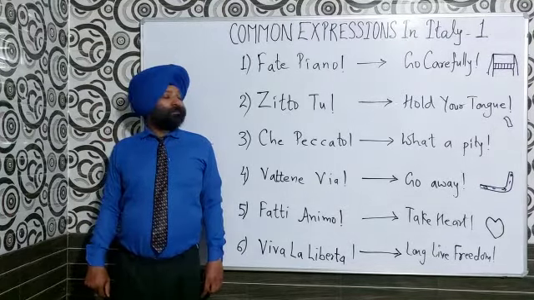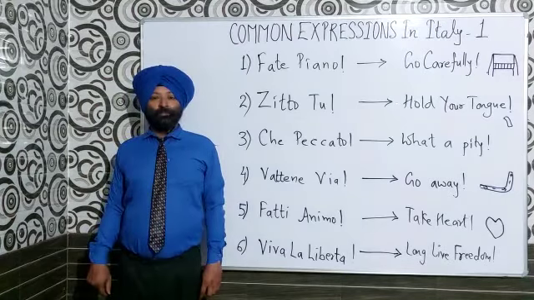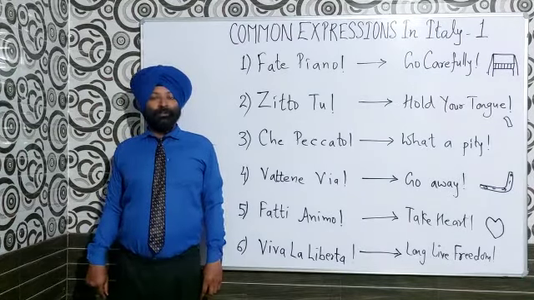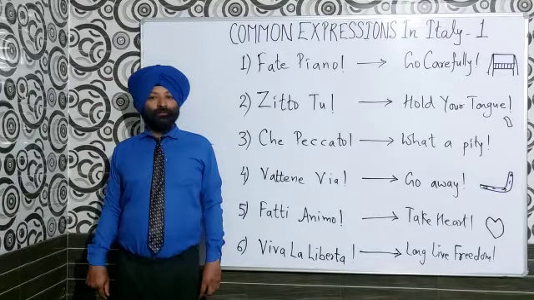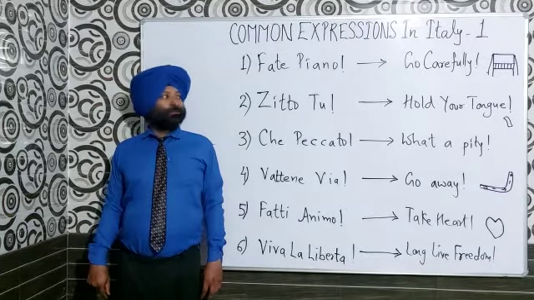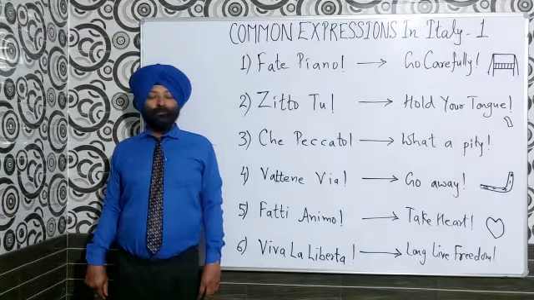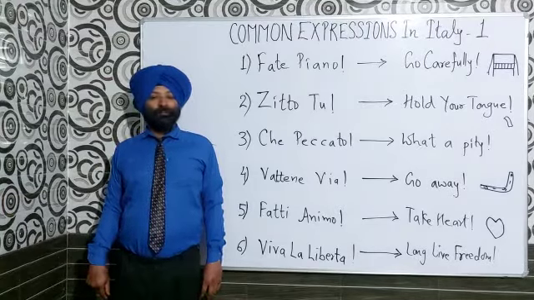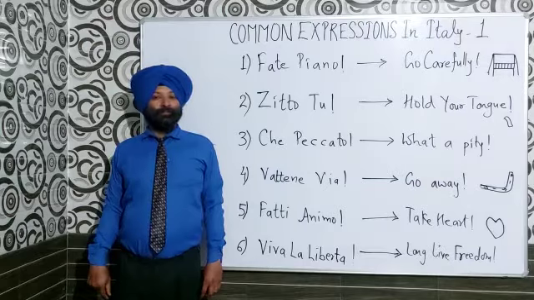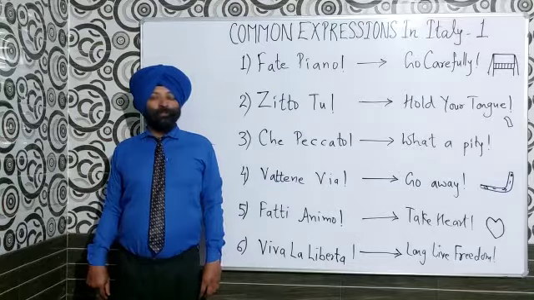The first one is Fatti piano. If we read this word in English, it is feet, F-A-T-E. And piano is a kind of instrument. That's why I drew the picture of the instrument, piano, here. But feet is called fate and piano is carefully. Fate means go and piano means carefully. So go carefully in the Italian language means fate piano.